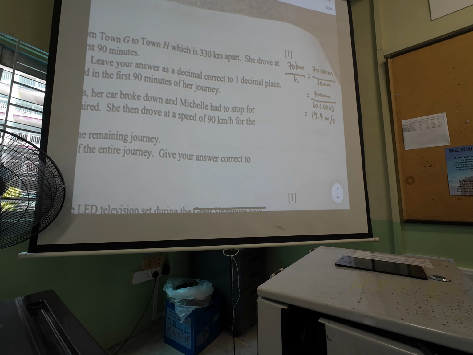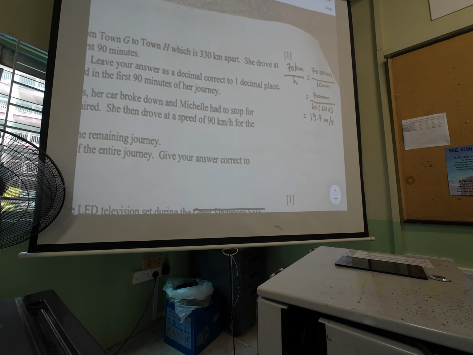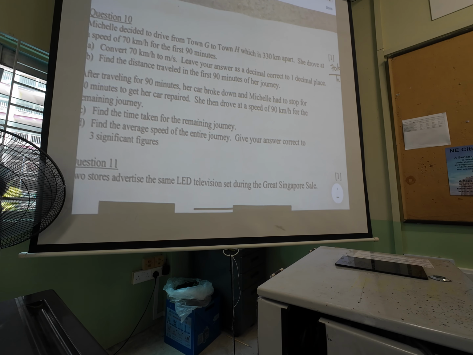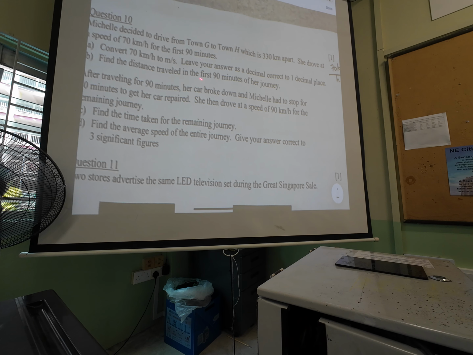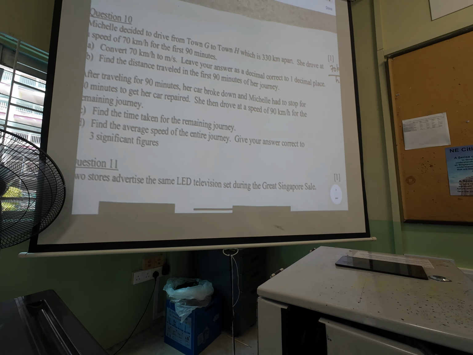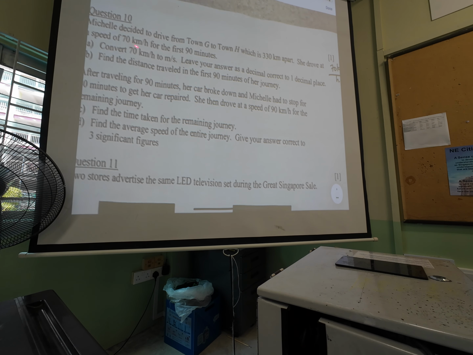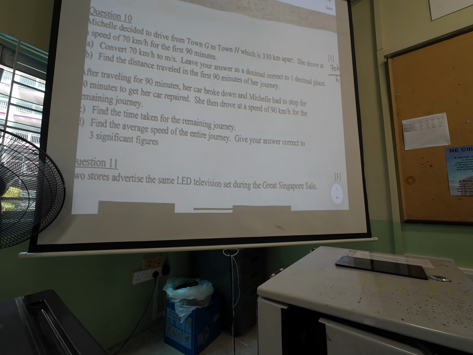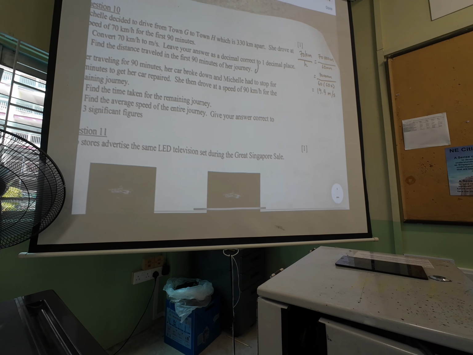Then within this first part of her journey, the whole G to H is 330 kilometers, but she never traveled the entire journey yet. She traveled 90 minutes at this speed. So you want to find the distance traveled in the first 90 minutes. So this first 90 minutes, this was the speed. So to find the distance equals to speed times time.